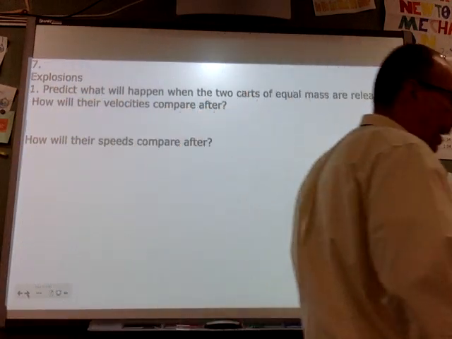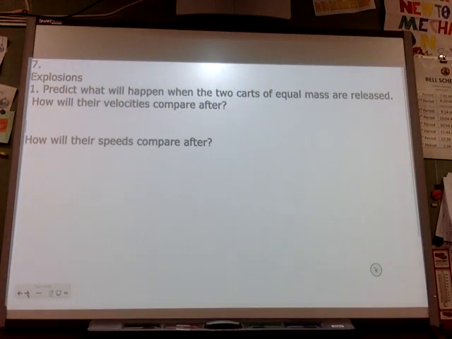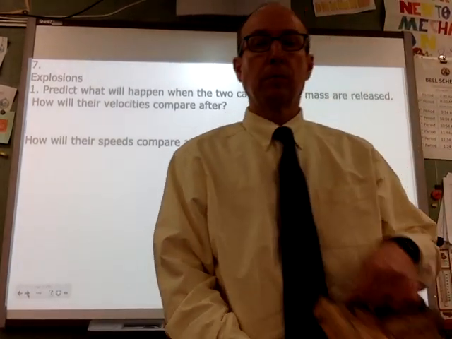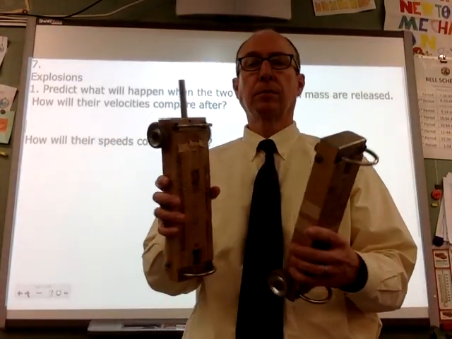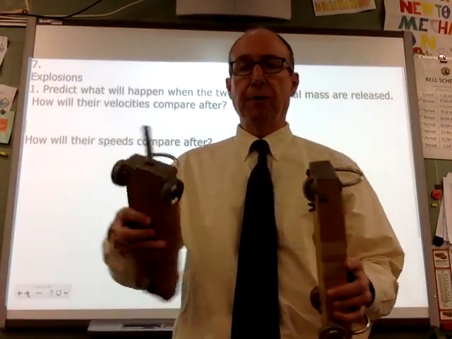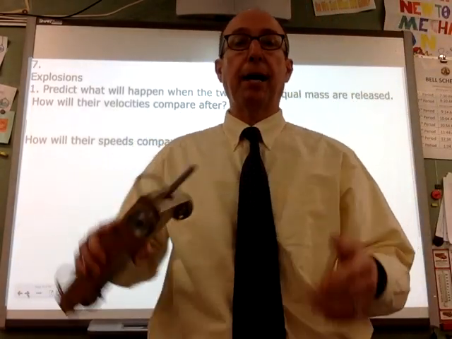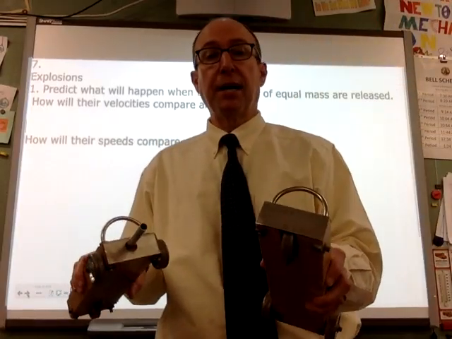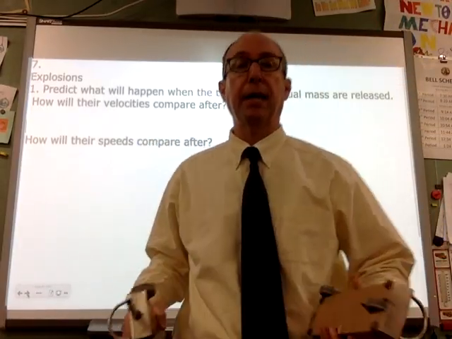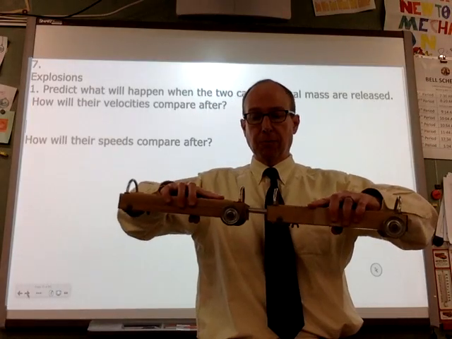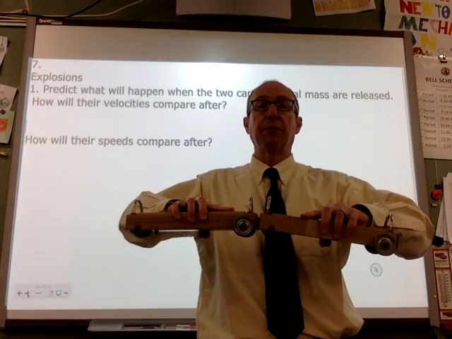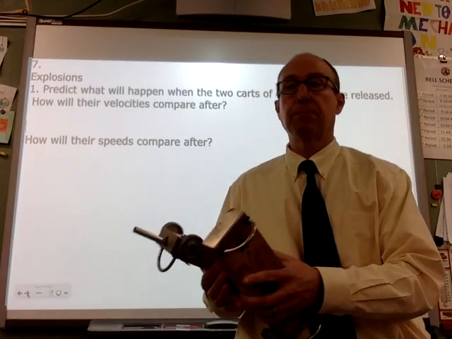All right, so I have the original dynamic carts from the school. These are of equal mass. One of them has a spring plunger in it, so you can push this in and it can push out. The other side of this one has a metal bar I can put this against. I want you to predict what's going to happen when I release this. How will their velocities compare, and how will their speeds compare?